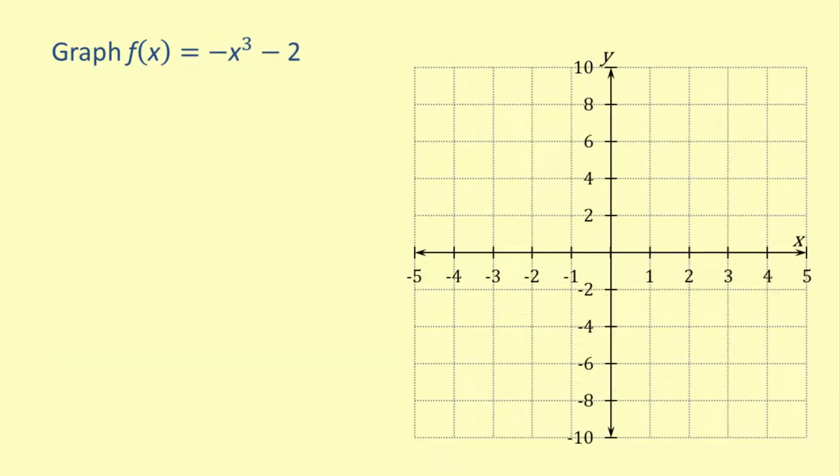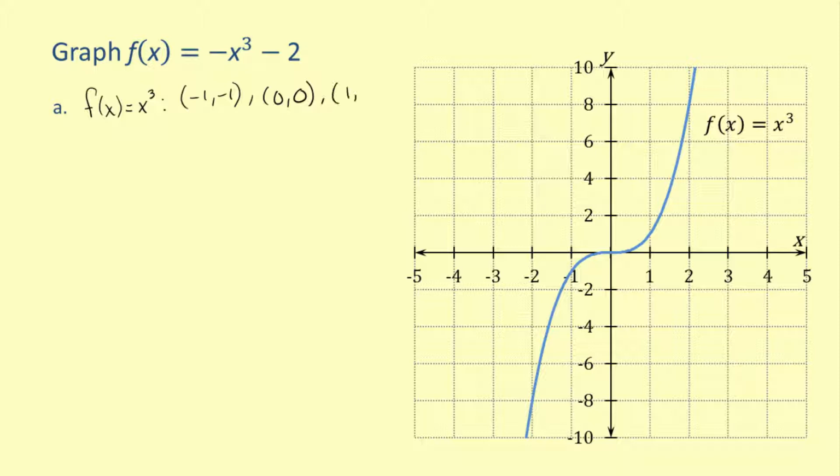Now that we know more about power functions, let's try graphing an example. We'll graph the function f of x equals negative x cubed minus 2. Let's start by looking at the graph of f of x equals x cubed. From the table, we know this graph passes through the points (-1, -1), (0, 0), and (1, 1).